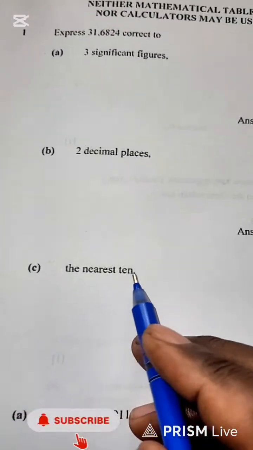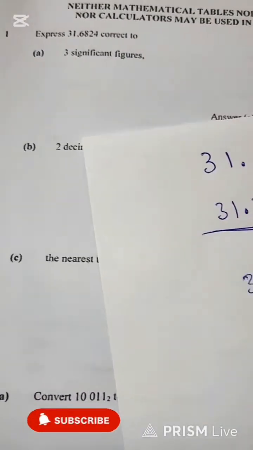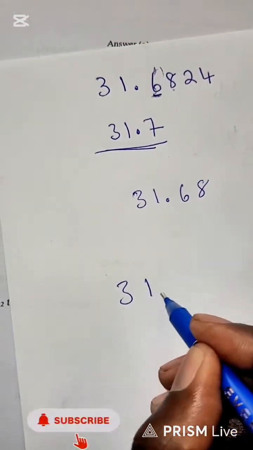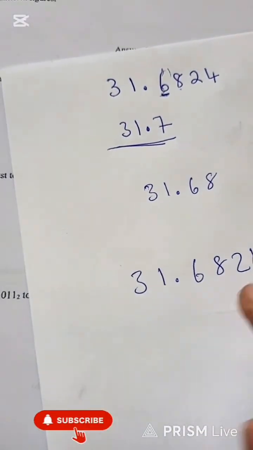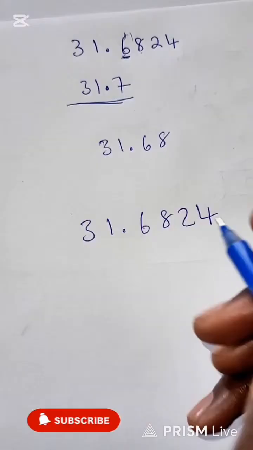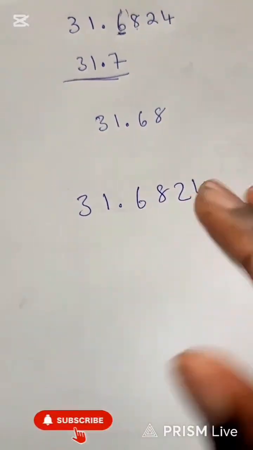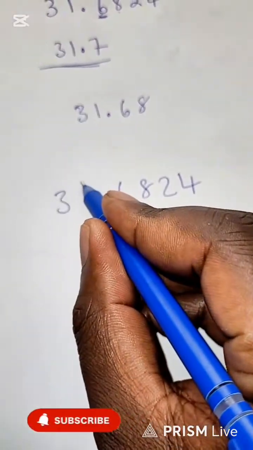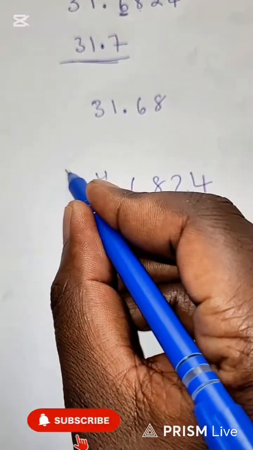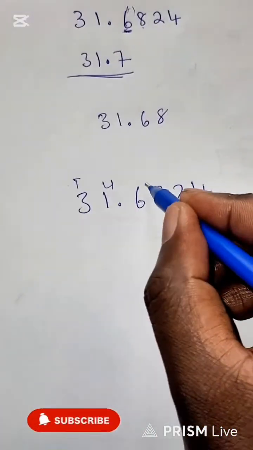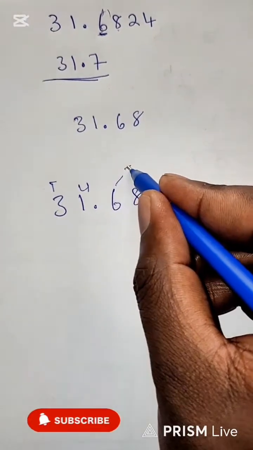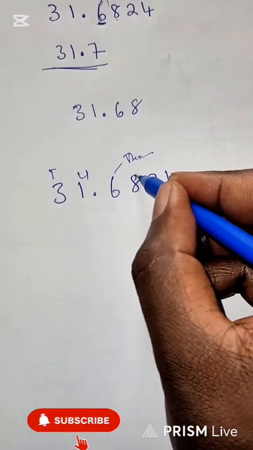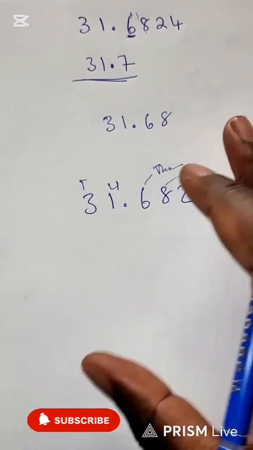Okay. To the nearest 10. So from our number 31, comma 6824, let's round it off to what? To the nearest tens. So these are units and these are what? Tens. Then this one, these are 10th, 100th, 1000th, and so on.